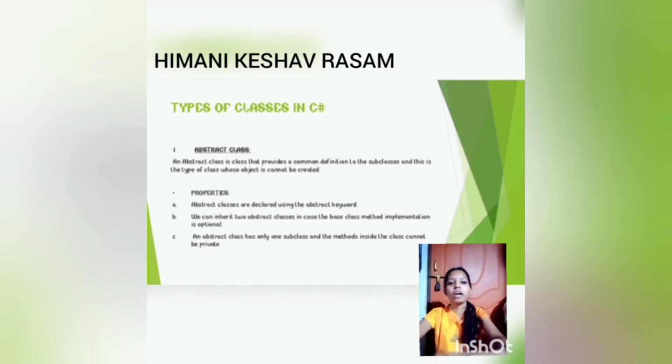Properties of the abstract class. Abstract classes are declared using the abstract keyword. If the base class method implementation is optional, then we can inherit two abstract classes. The methods inside these classes cannot be private, and this class has only one subclass.